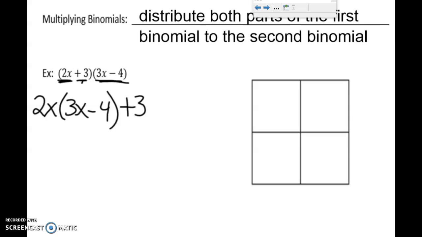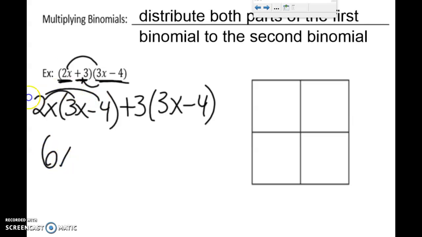So we're going to multiply these binomials by distributing both parts of the binomial to the second. I'm going to break up the first one into 2x and 3, and then distribute the 2x to the 3x minus 4, and then the 3 to the 3x minus 4. And so once you do that, we distribute here and here. That's going to make 6x to the 2nd power because of the 1 and the 1.